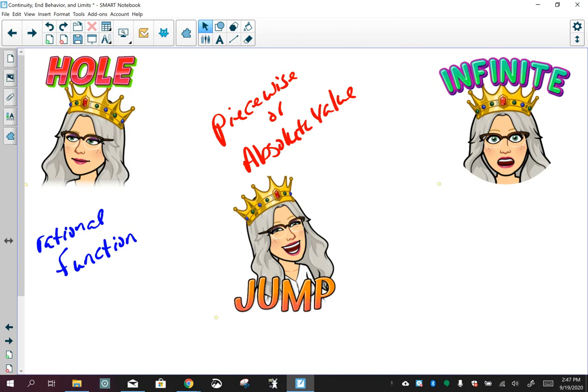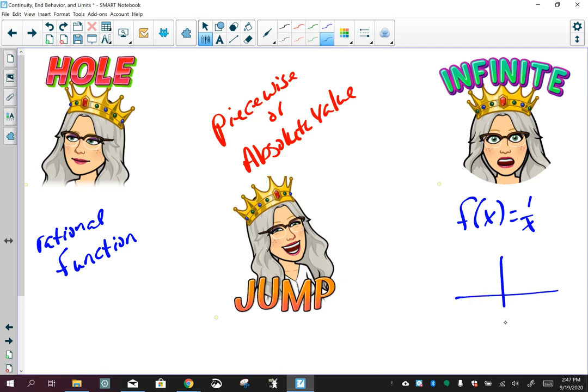The infinite one. Infinity basically means that you have an asymptote. That usually happens when you have a variable on the bottom, something in the form of this right here. When you have this, you're going to have a graph that looks like that, where you have an asymptote that you're going to be running up against. That's where an infinity one comes from. So these are the three types of discontinuities that we're going to be looking at and determining.